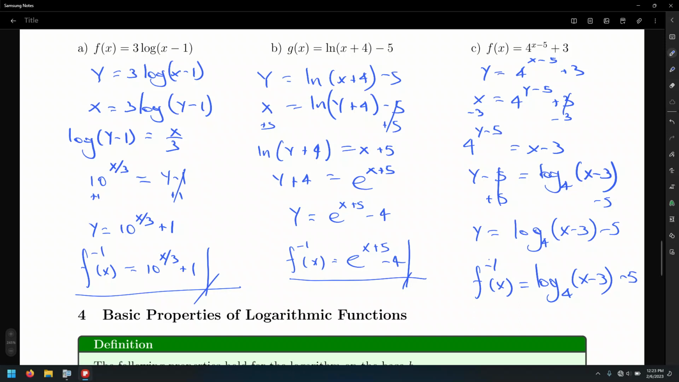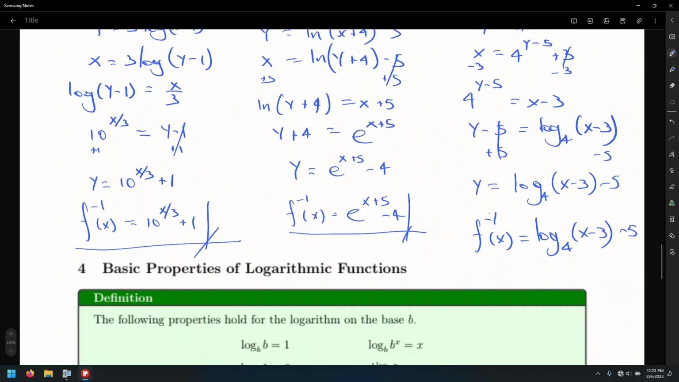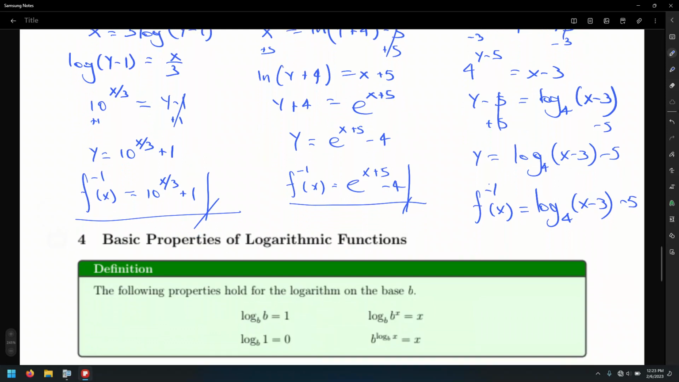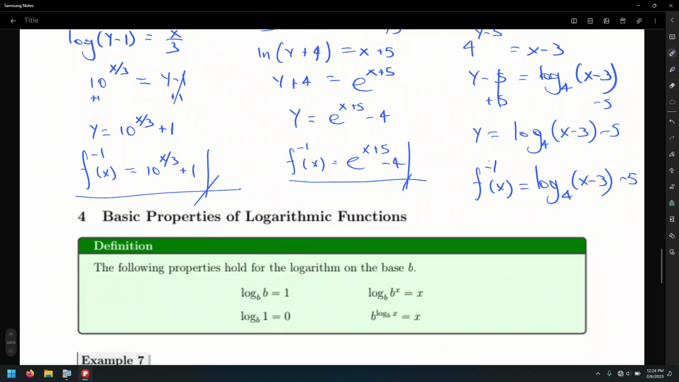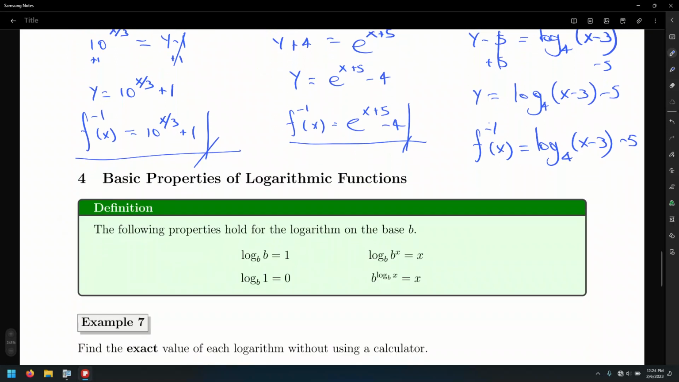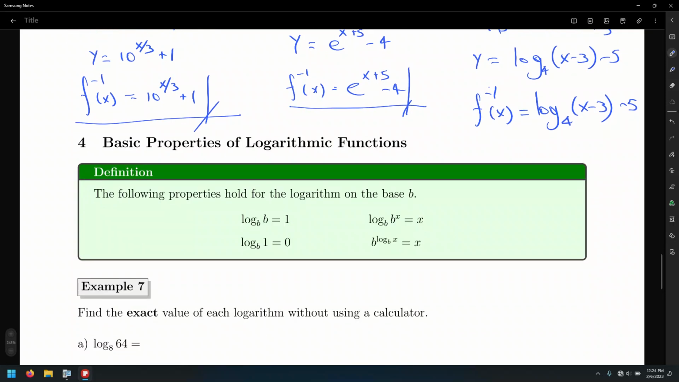What's next? Okay, basic properties of logarithmic functions. That's precisely what I was talking about, how these functions are inverses to one another. So from here on, we will no longer be required to write the statement between logarithmic and exponential, or vice versa, in order to do whatever computation or calculation is required. All right. So what do we have as basic property number one?